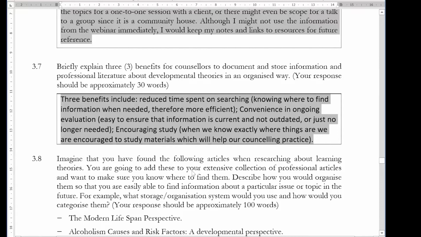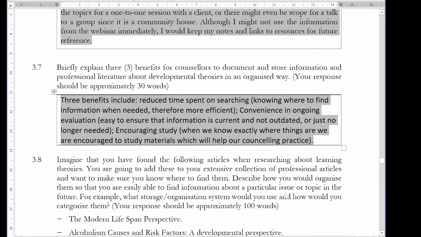Encouraging study. When we know exactly where things are, we are encouraged to study materials which will help our counseling practice. That came directly from the student book, but I just put it in different words. Okay. So the 3 good reasons for storing information, so that you can find it. Yes, great.